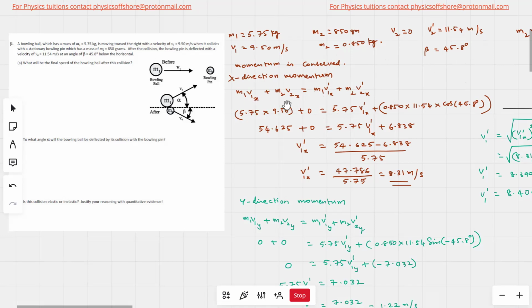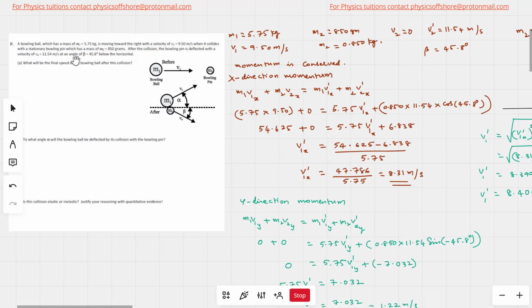Now let us write the x direction momentum. So m1v1x plus m2v2x is 5.75 times 9.5 plus 0, because the bowling pin is at rest, is equal to the momentum after the collision along the x direction. So m1v1x dash, where 5.75 is the mass of the bowling ball and v1x dash we have to find out, and then m2v2x dash, that is given to us. The mass of the bowling pin is 0.85 kilograms, the velocity is 11.54 meters per second, and the angle is 45.8 degrees.